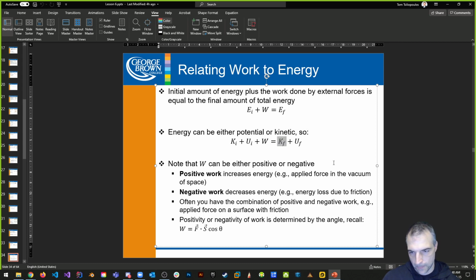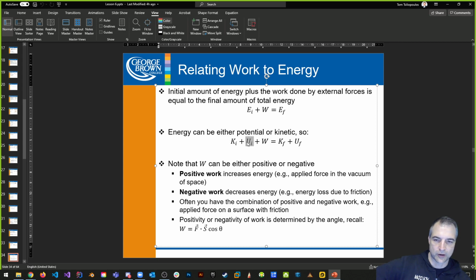Okay? So here's an example of that. Let's go back to a spring. I apply work to a spring to compress it. Through the act of work, I'm transferring energy into the spring system. I'm increasing the potential energy of the spring, right? My kinetic energy is still zero as I compress the spring.